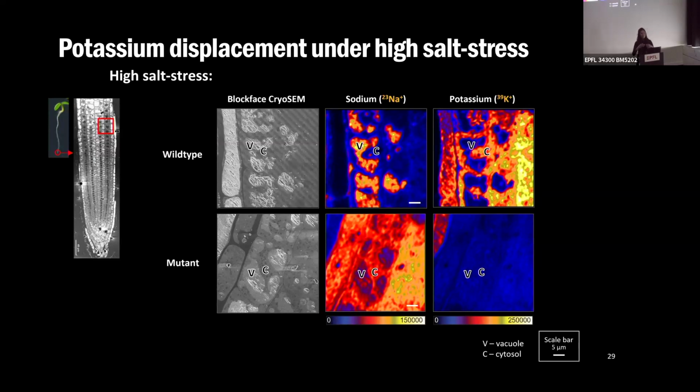And so I've just shown you 2 ions for today, for example, but you can see you have many different ions that sit within the cell. And so you can really start to understand what is the consequence of some of these biological processes. And in this case, how is salt stress actually reflected at the subcellular level?